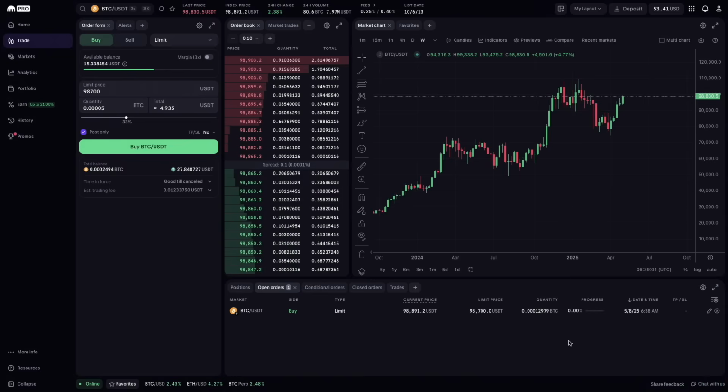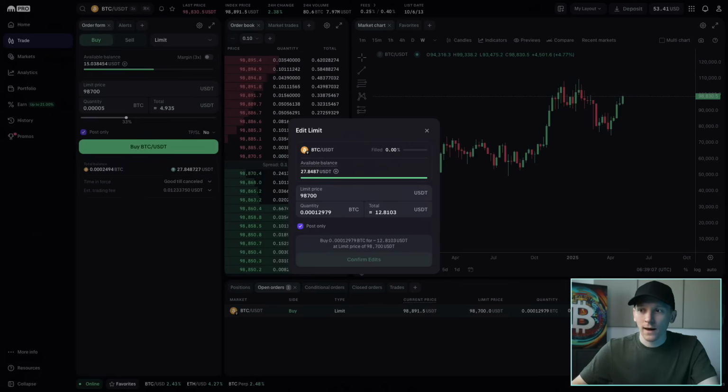If you go to the right hand side, you can see the edit button here. So I'm going to click edit, and then you can see you can edit your order details. So 98,700 may be a little bit low. Let's go to 98,800 and we have a higher chance of getting the trade done.